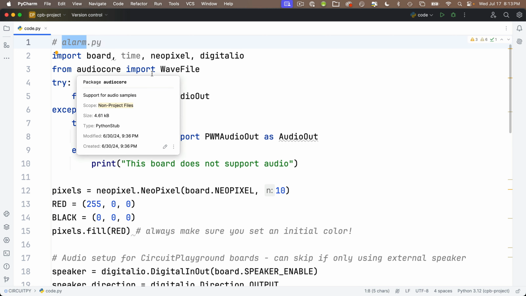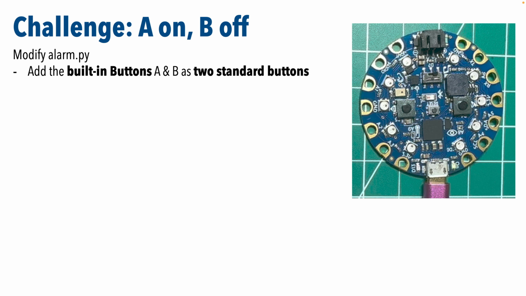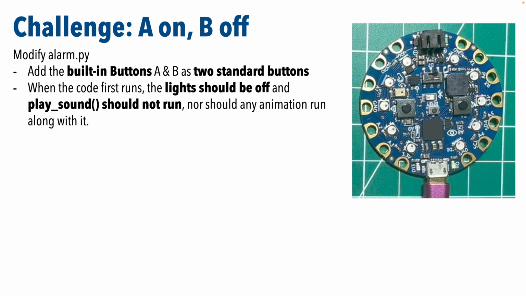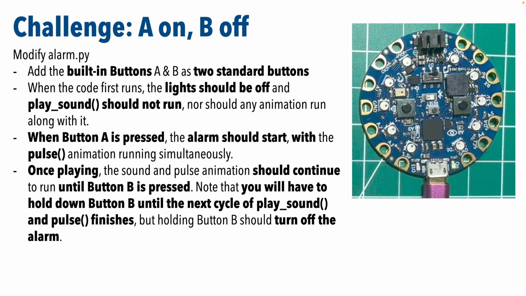And now it's time for a challenge. So modify the alarm.py code that you just wrote. Add built-in buttons A and B as two standard buttons so they don't have to be debounced. And when the code first runs, the light should be off and play sound should not run, nor should any animations run along with it. But when button A is pressed, the alarm should start with the pulse animation running along with the sound play. Now, once playing, the sound and pulse animation should continue forever until button B is pressed.